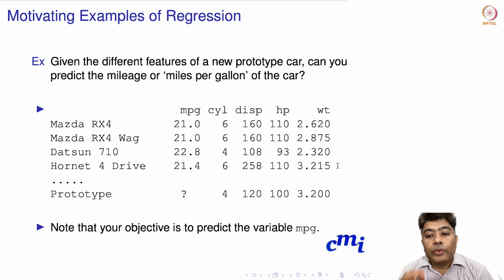Now the prototype car that you have built, maybe it's only available in your computer models, is a 4-cylinder car. Displacement is 120, horsepower is 100, and weight is 3.2. Now you want to estimate what is the miles per gallon. So you want to predict or estimate the variable miles per gallon.